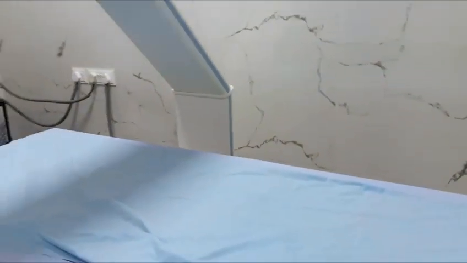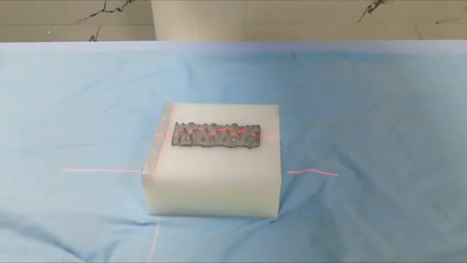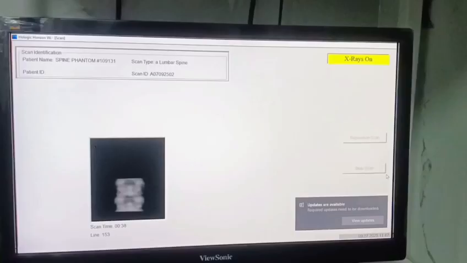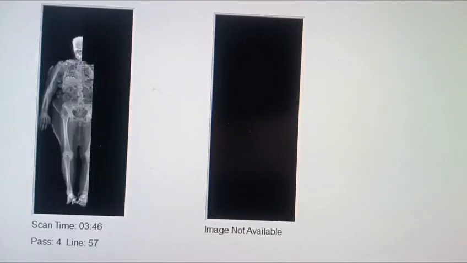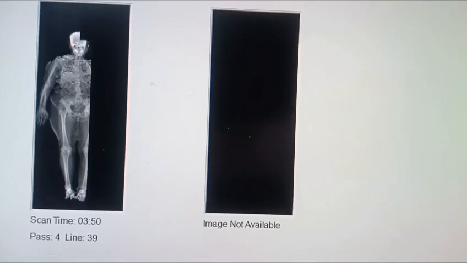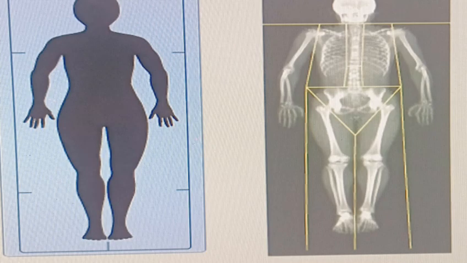This is a DEXA machine. We have buttons which will move the C-arm in right and left direction, and the patient will lie in the center of the table. Before the scan, we do calibration. In calibration, a phantom is scanned and the scanner result is compared to the phantom. After positioning the patient, the scan will come like this. After the scan, these lines are set. This line shows the region of interest and the region for BMD.